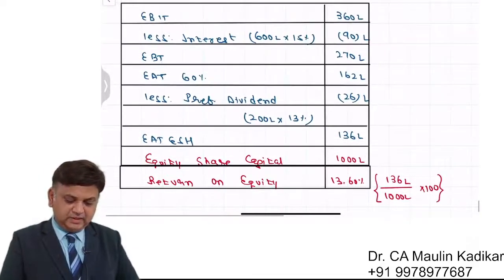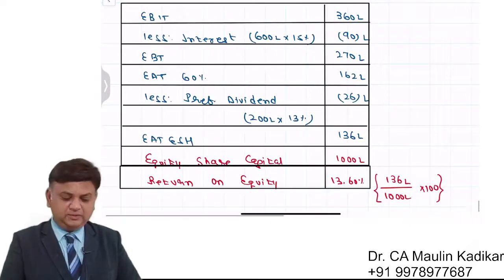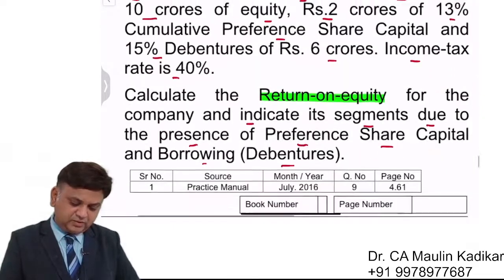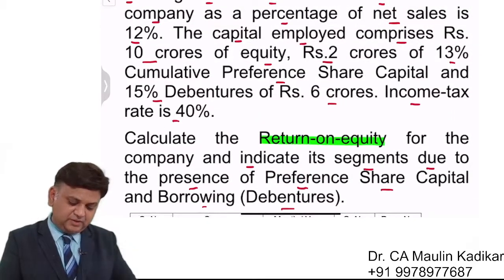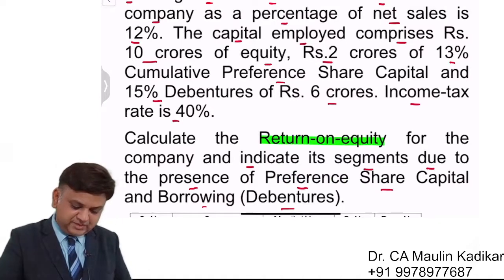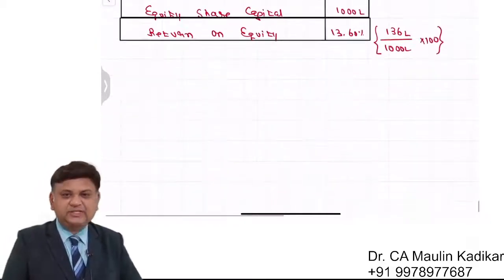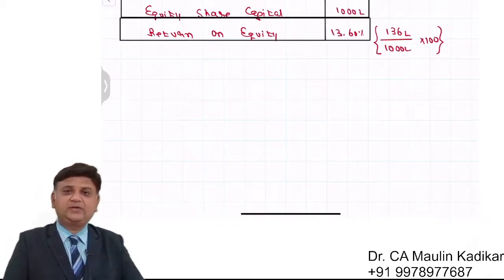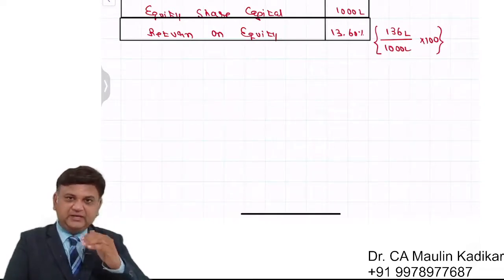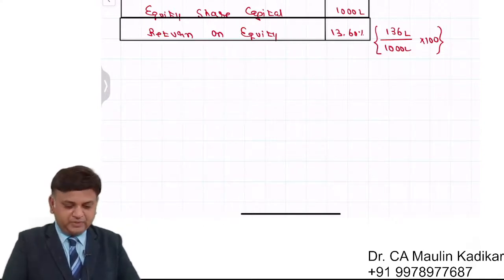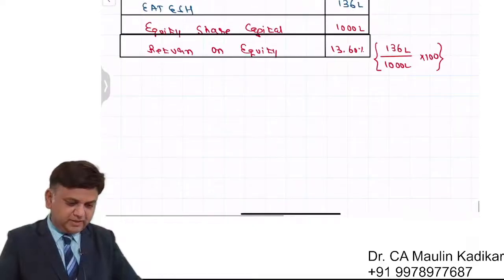Okay. Now see, the question does not end over here. The question has a further point. Let's say you're required to indicate its segment due to the presence of the preferential capital and due to the presence of the borrowing, that is the debentures. Now to compute the same, there are a few working notes that we are required to prepare. I am preparing those working notes for you, and then we are going to understand from the beginning why it is prepared. So I request all of you to write down the answer along with me.